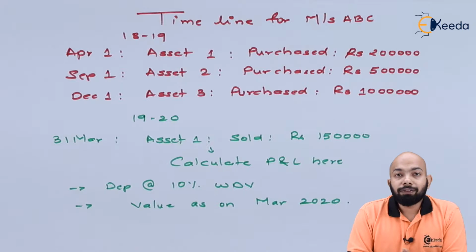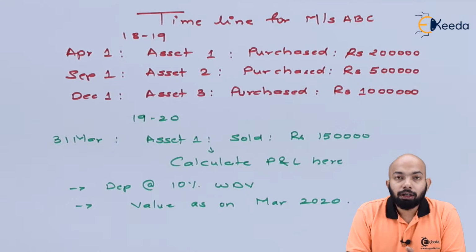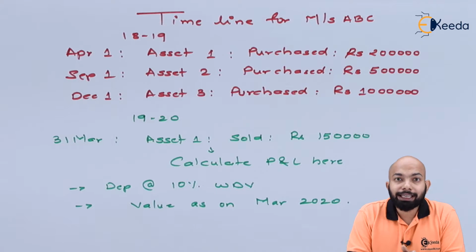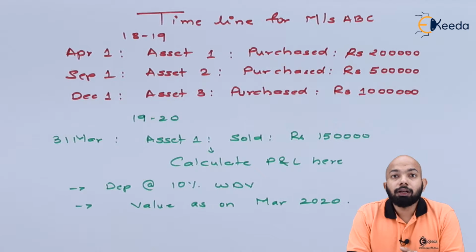So now that we have all the details mentioned here, the timeline covers 2 years. The first financial year is 18-19 and the second financial year is 19-20. For the first financial year 18-19, we have three transactions. On 1st of April, purchase of asset 1 for 2 lakh rupees. On September 1st, asset 2 purchased for rupees 5 lakh, and on December 1st, asset 3 purchased for rupees 10 lakhs. There is no sale transaction in the first financial year. However, there is a sale transaction in the second year.